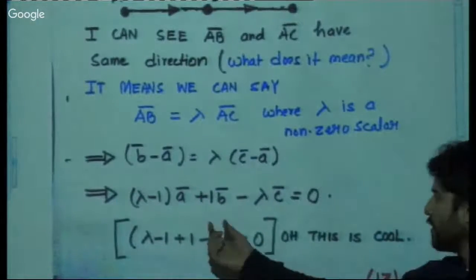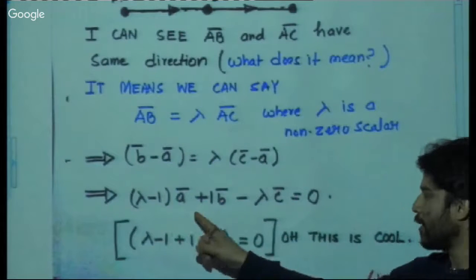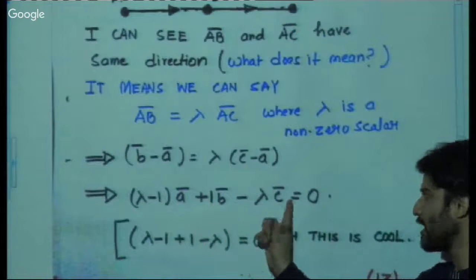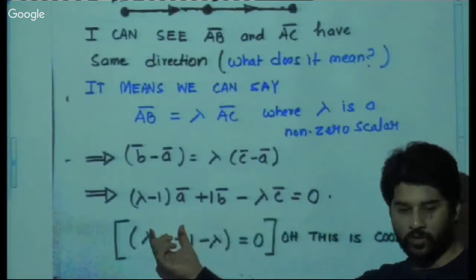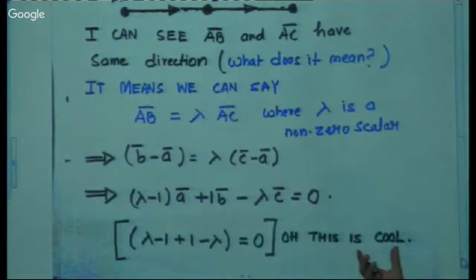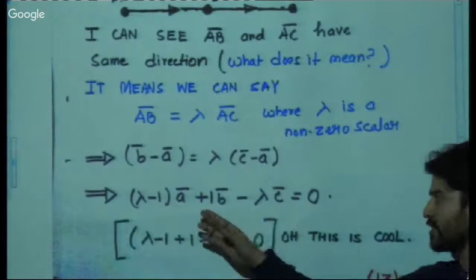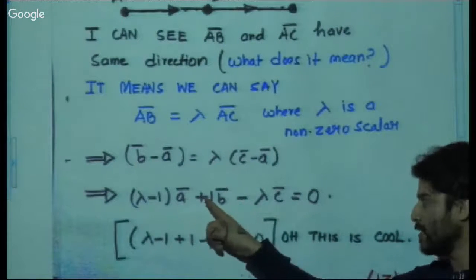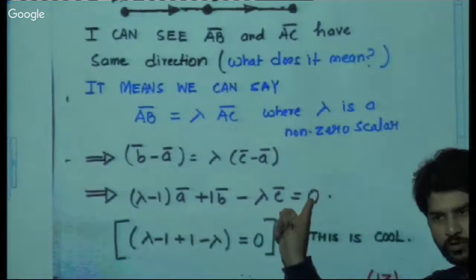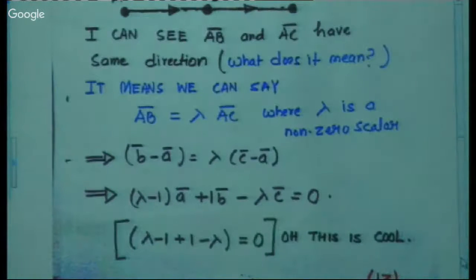So I rearranged the equation, and it turned out to be (lambda minus 1)A plus 1B minus lambda C. And if you add all these coefficients, what are you getting? 0. So that was the thing which we understood: if A, B, C are the position vectors of 3 points and they are collinear, it means their coefficients, if I say XA plus YB plus ZC is equal to 0, then X plus Y plus Z is 0. Can we go to the next page?